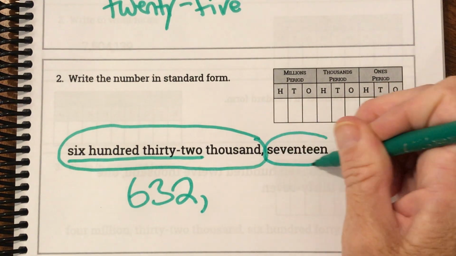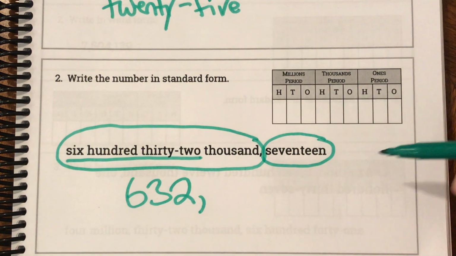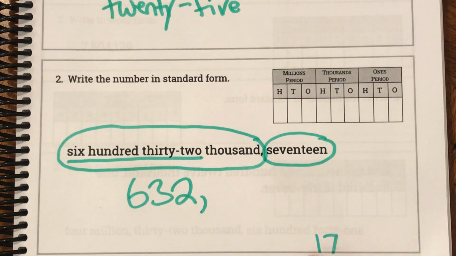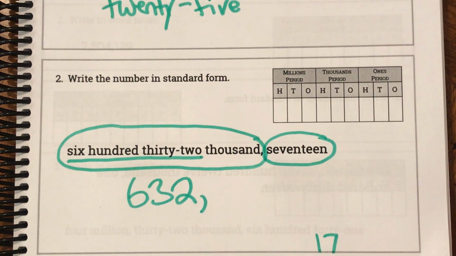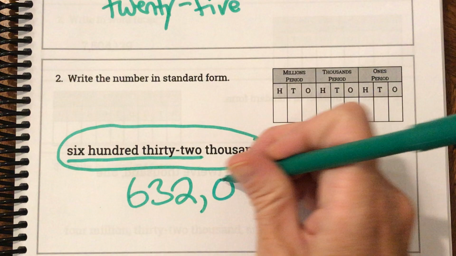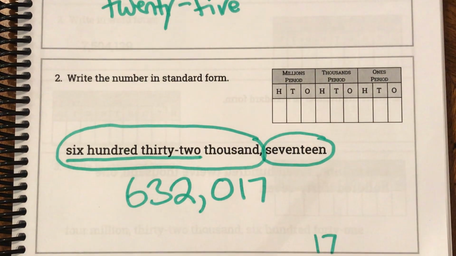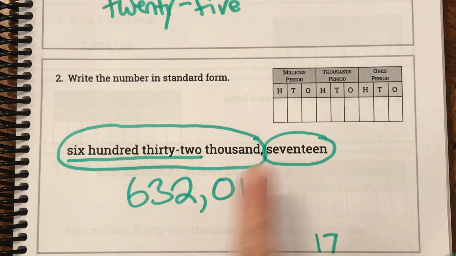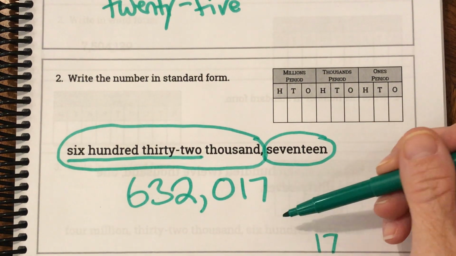Okay, then I have 17. Now remember, a period has to have 3 digits. So if I just wrote 17 like this, that's 2 digits. So I have to add a 0 somewhere. If I added a 0 to the end, that's going to be 170. So I have to add the 0 in the front to make it a 3-digit period. So this would be 632,000, and then I put the comma there to separate that, 017. And we're not going to do another comma.